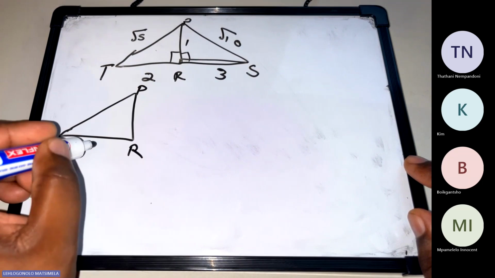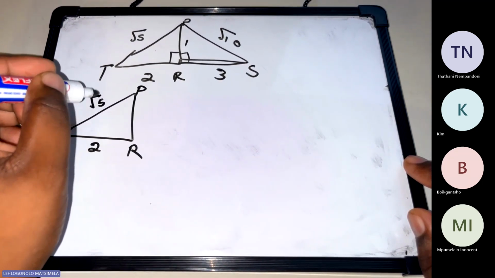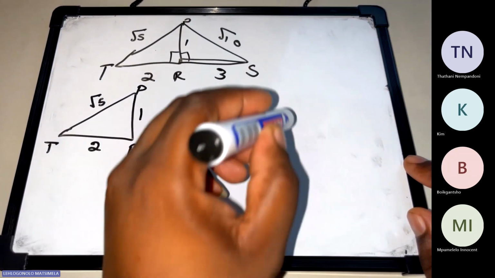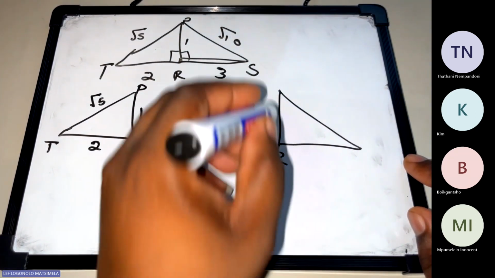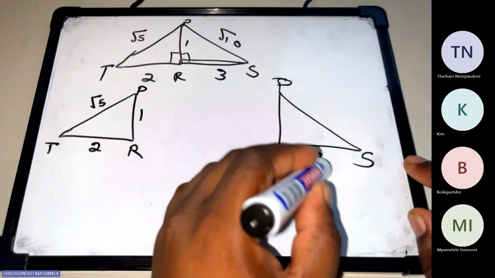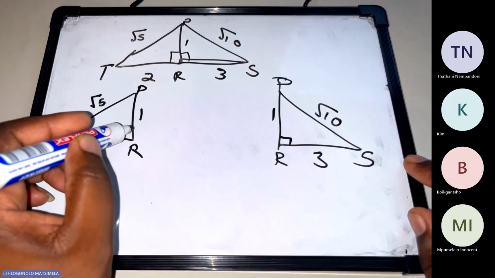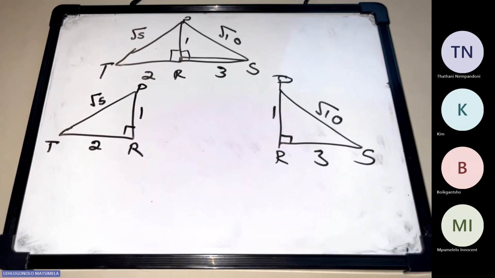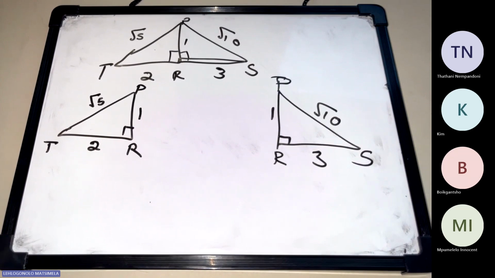And then TR is 2, TP is root 5, and PR is 1. So 1 is common to both triangles, because it's PR. For the second triangle, I will put 3 here, root 10 here, and 1 here. So I have 2 separate right-angled triangles, which means on each triangle I can work out what they want me to do.